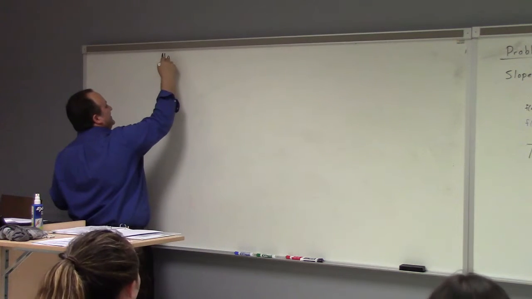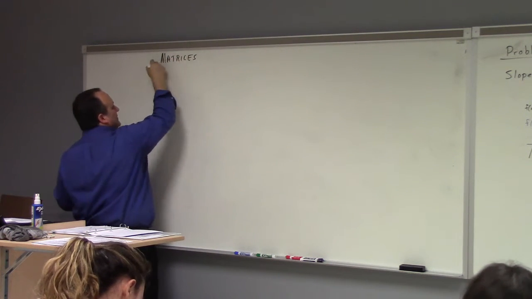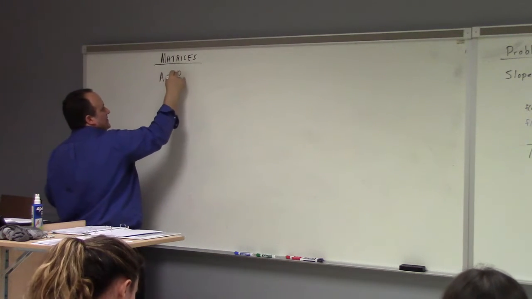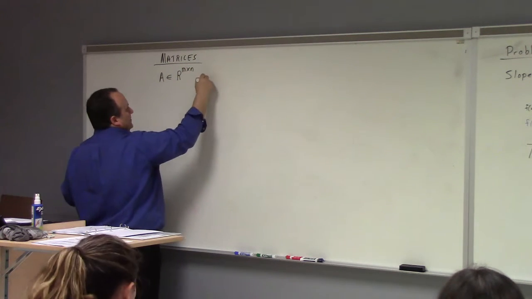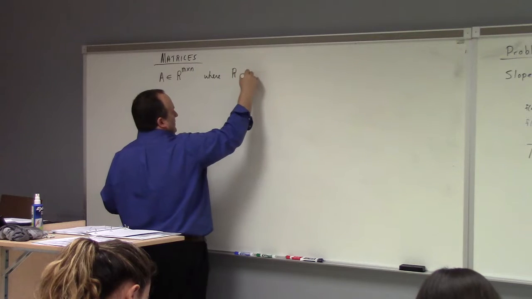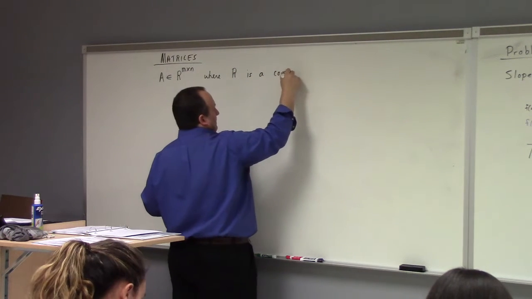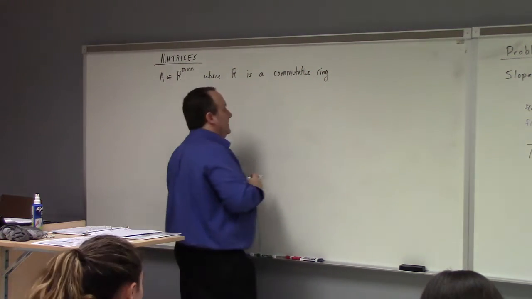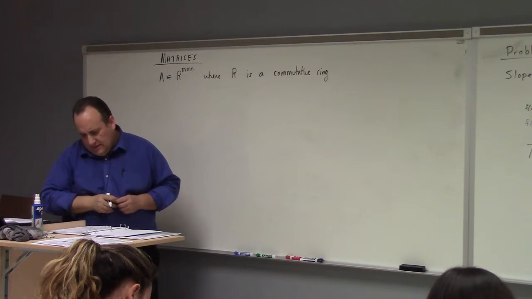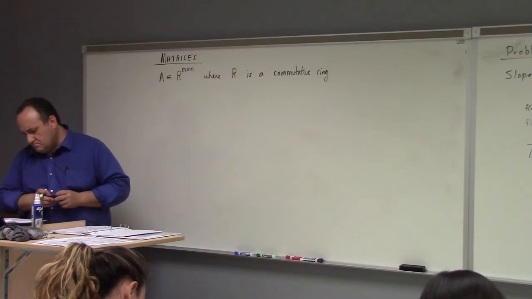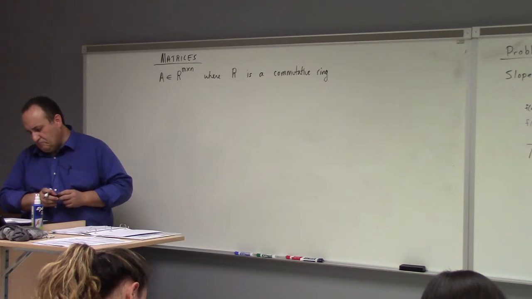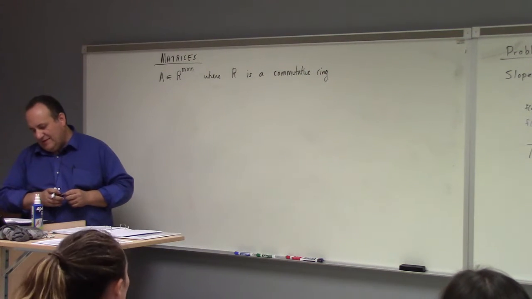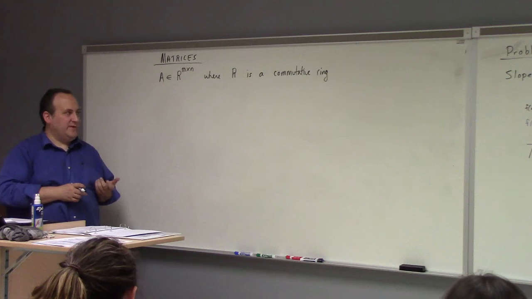So, the matrices. Now, if we say A is an element of R^(m by n), where R is a commutative ring. What I mean by that is really just that, and if you look at my definition 1.11 on page 2, I'm a little bit even more cagey than that. I just talk about a matrix formed with objects from a set.